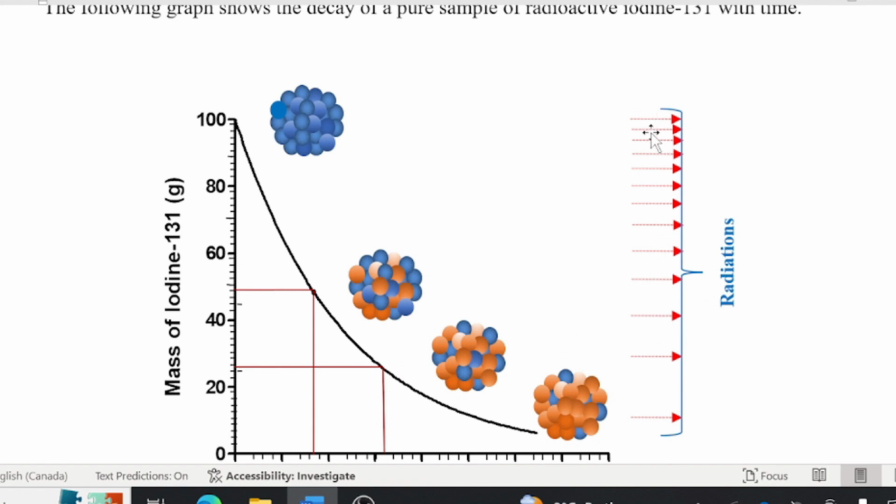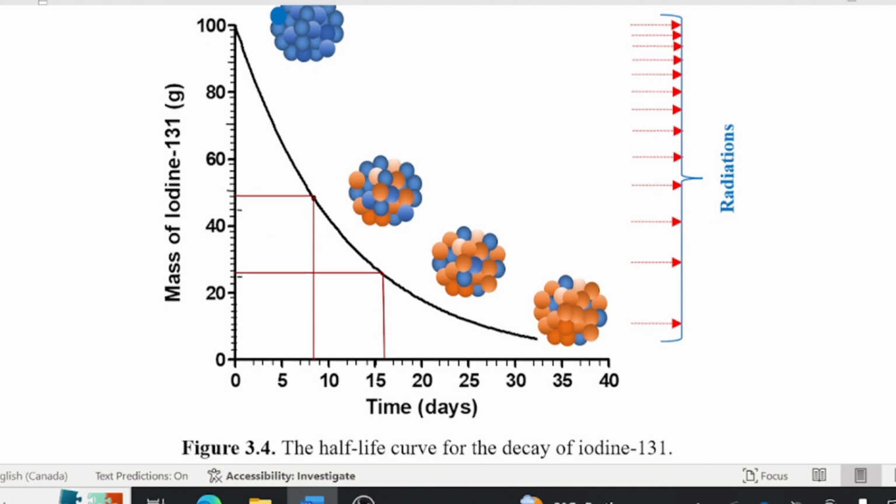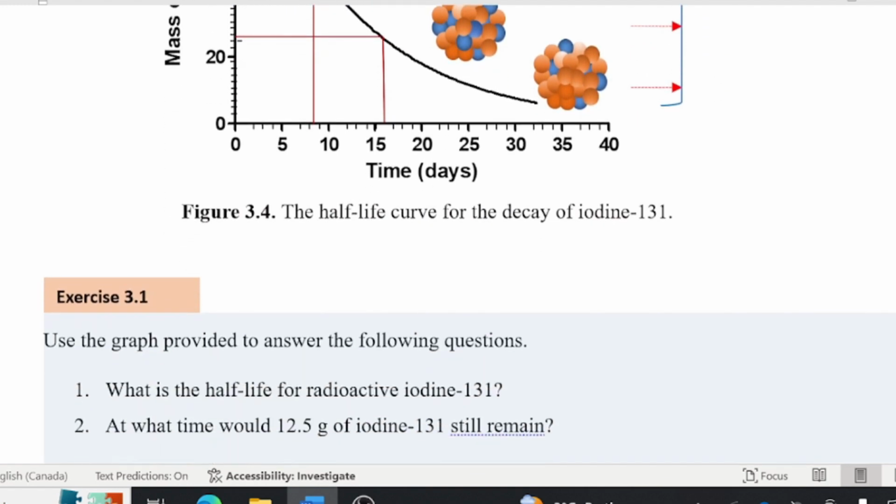Now, look at what is happening here. This is the frequency of radiation. At the very beginning, when you have lots of radioactive nuclei, when the concentration is very high, the rate of decay is high. That's why the frequency with which the radiations come off will be high. As time goes by, the rate of decay decreases. Therefore, the frequency with which the radiations are coming off gets less and less until it becomes 0 when we do not have any radioactive material there.